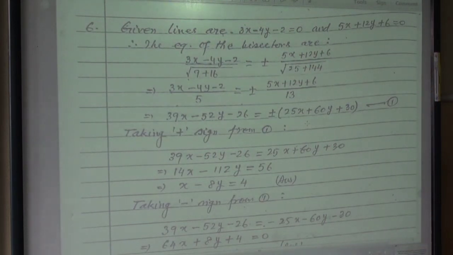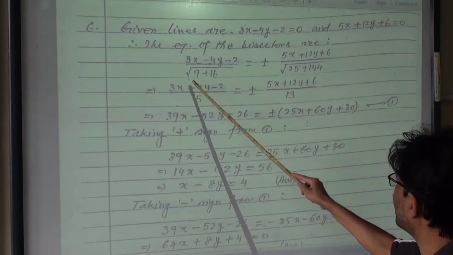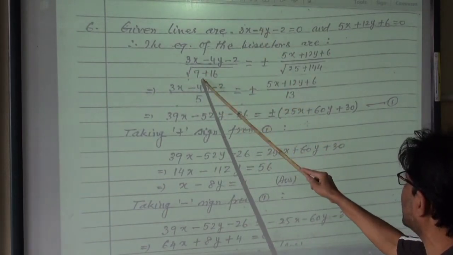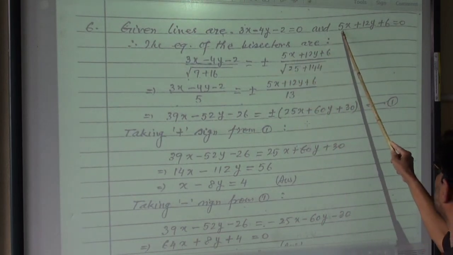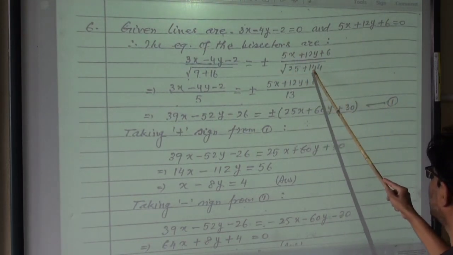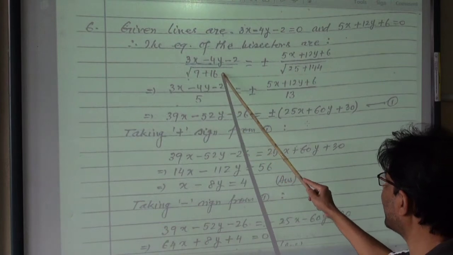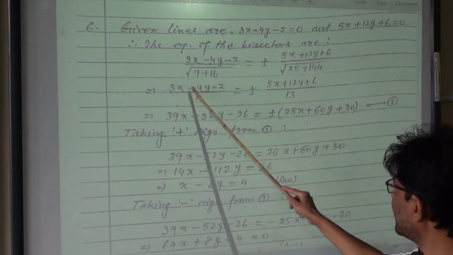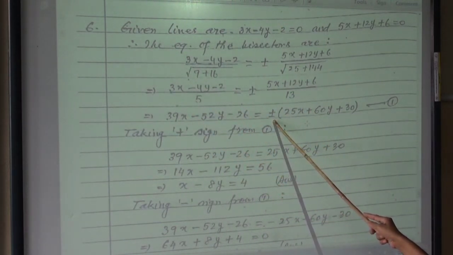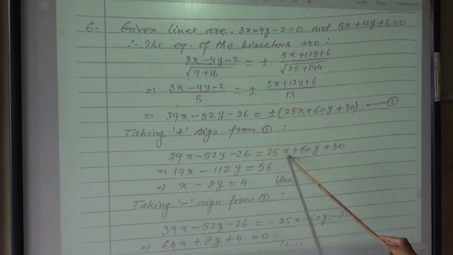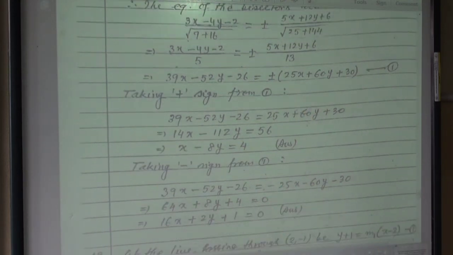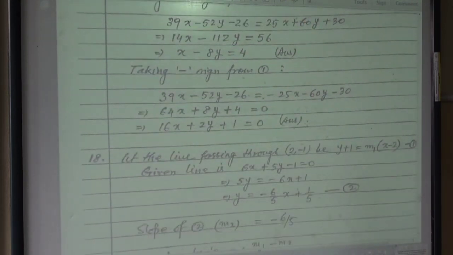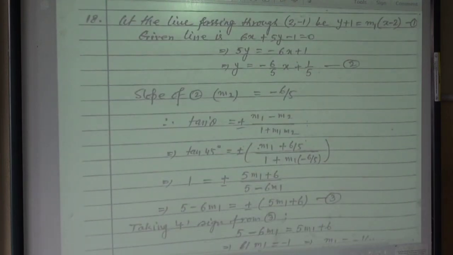No special thing. So the formula is first expression over under root a square plus b square is equal to plus minus second expression over under root a square plus b square. This value is coming 13, this value is coming 5. Now cross multiply. Plus minus sign as it is. Now take plus sign, you will get this, simplify, you will get the equation. Take minus sign, you will get this, and simplify, you will get this as the equation. That is the equation of bisectors.